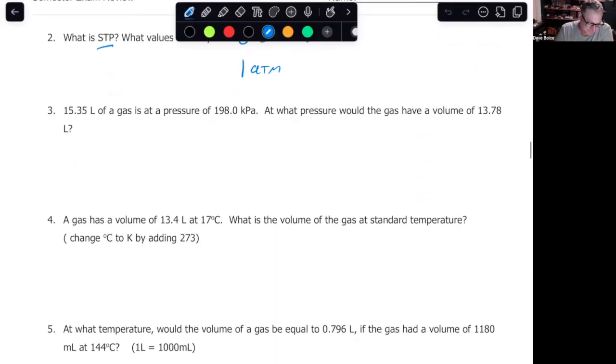Okay, question number one. Let's get going. 15.35 liters of a gas is at a pressure of 190 kPa. At what pressure did the gas have a volume of 13.78 liters? So I have a volume, I have another volume, got a pressure, and it's asking for a pressure. And if I read the question, I see that this is volume one, this is pressure one, this is pressure two, and this is volume two.